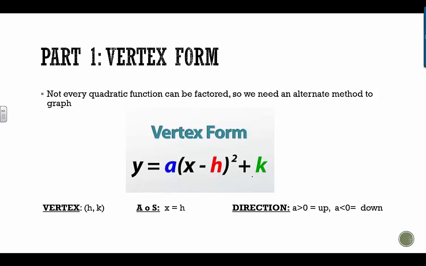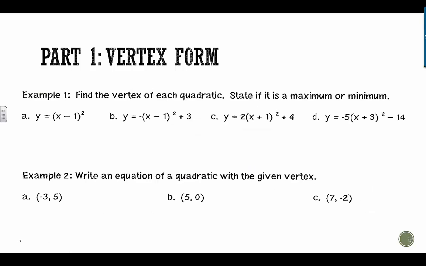Your vertex is h comma k. Your axis of symmetry is x equals h. And then the a tells you your direction. Remember, if a is greater than 0, it goes up, and if a is less than 0, it goes down. So let's use that form in order to just find the vertex of each of these quadratic functions.